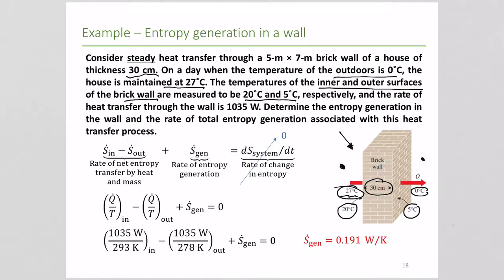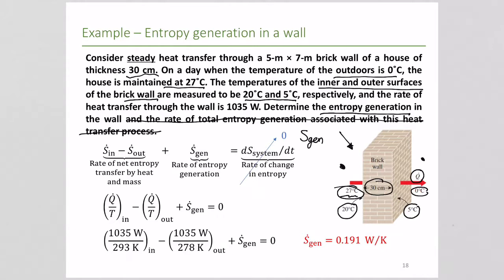The rate of heat transfer through the wall, this Q dot, is 1035 watts. Okay. Determine the entropy generation, this term, in the wall, and ignore this part of the problem. So the problem asks us to determine the entropy generation in the wall.